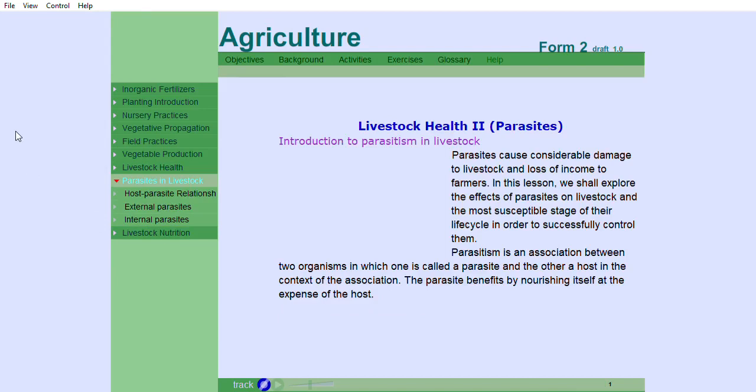Livestock health too, or parasites. Introduction to parasitism in livestock. Parasites cause considerable damage to livestock and loss of income to farmers. In this lesson, we shall explore the effects of parasites on livestock and the most susceptible stage of their life cycle in order to successfully control them.